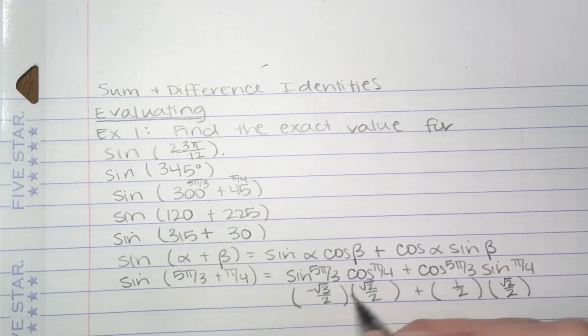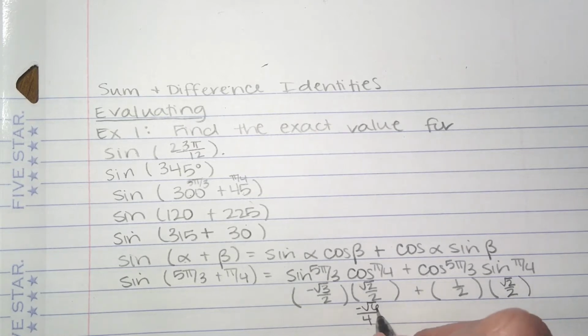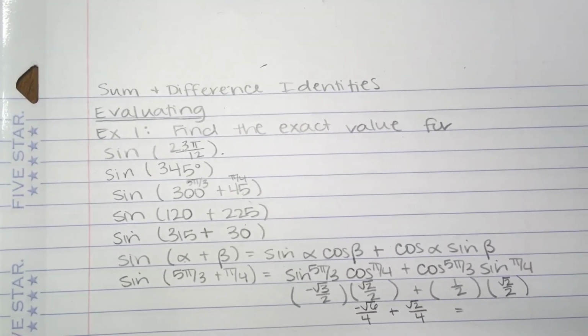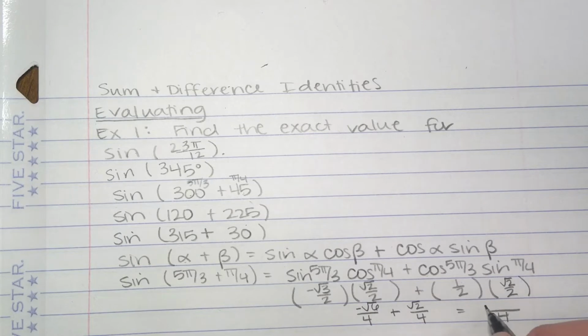And so I'm going to go ahead and write these down. 2 times 2 on the bottom is going to be 4. Negative root 3 times positive root 2 is negative root 6. 1 times root 2 is just root 2. 2 times 2 is 4. And so if we wanted to write our exact answer for this, we're going to say that our common denominator is 4. And for the numerator, we're going to have negative root 6 plus root 2.